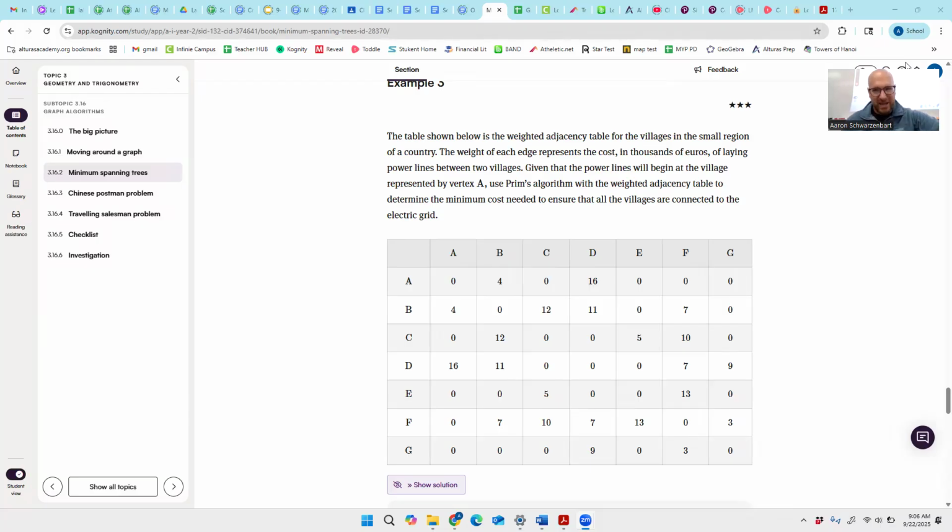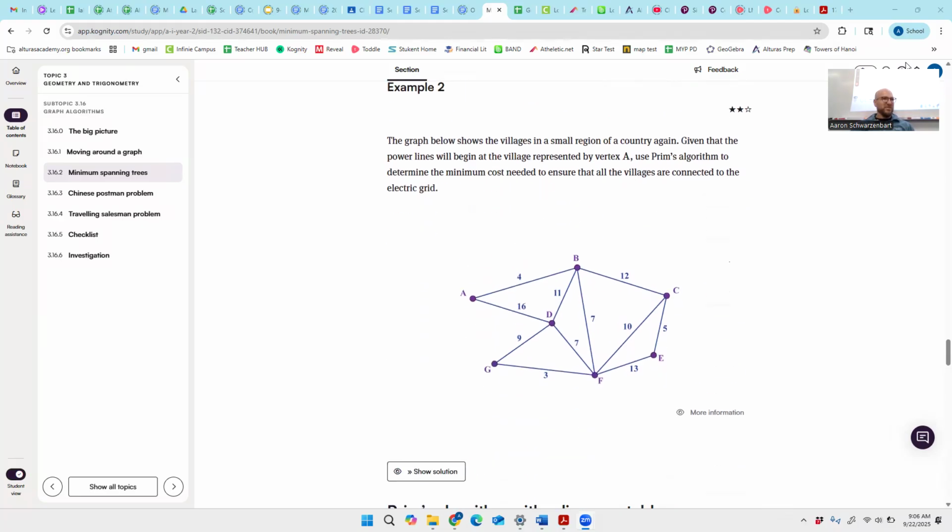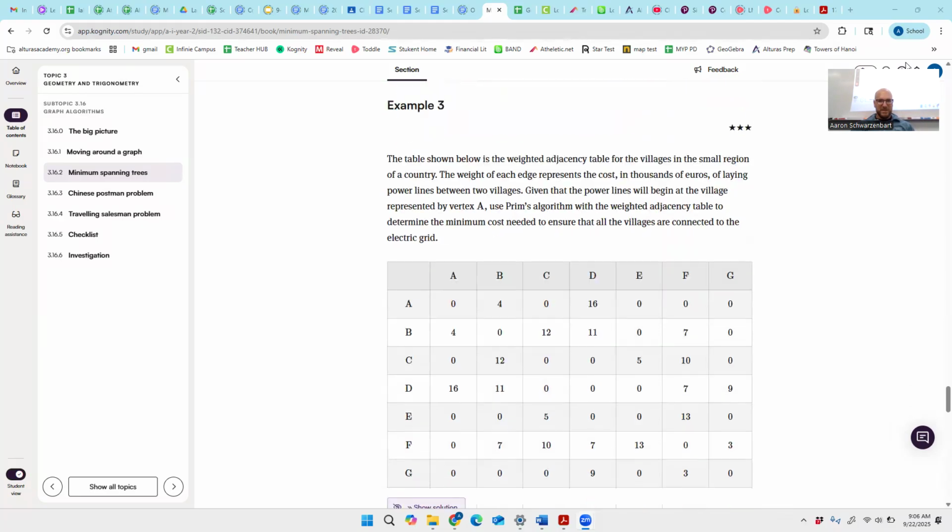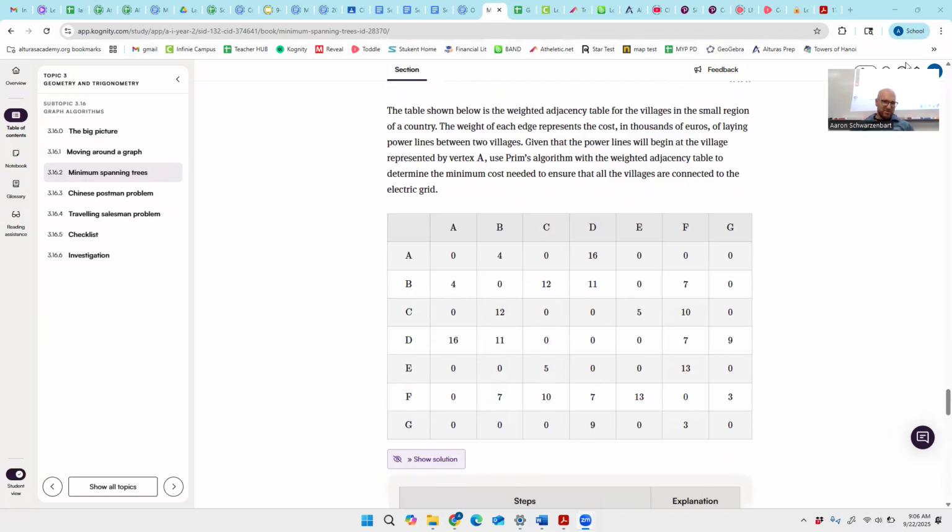Okay, so we're starting at A. This is my adjacency table for this graph. So we start at A, which means we cross out A and we write a 1 above the column. Why? Because we don't have to get to A. That's what the algorithm is. That's step 1. Step 2 is now I'm looking at A and I've got a 4 and a 16, so I'm going to circle my lowest one.